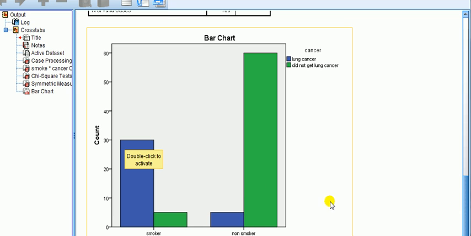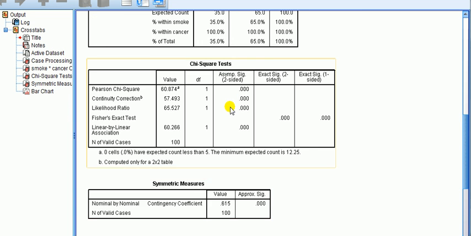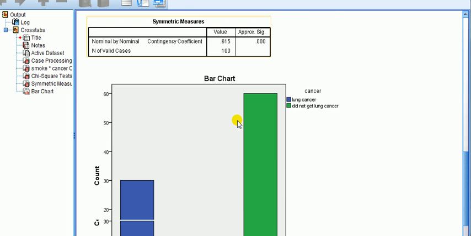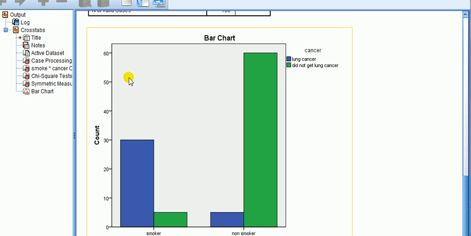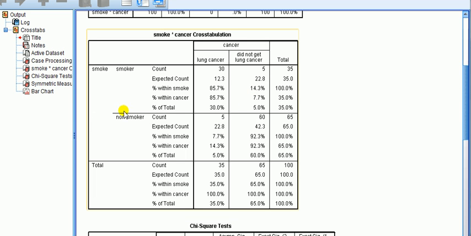Okay, that's it. Now, where did the numbers come from, in case you're interested? Smoking with lung cancer is around 30. You get that number from the table of counts here: smokers, lung cancer, 30. Let's look at this green bar, this really tall one. It's around 60, isn't it? That's for non-smokers who did not get lung cancer. So we look up here: non-smokers, did not get lung cancer, it's 60.